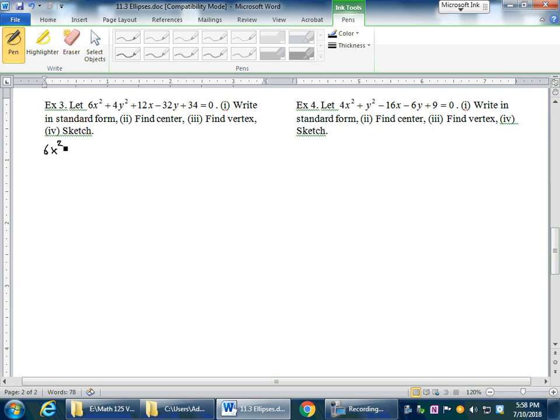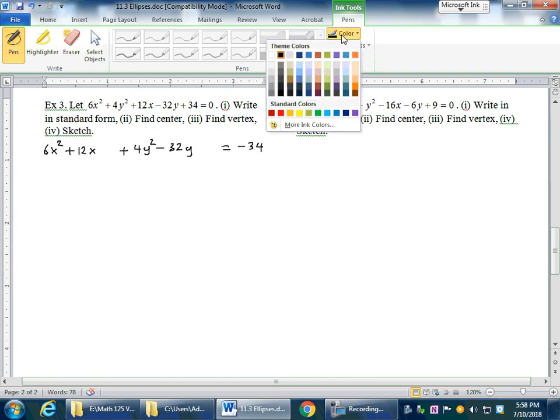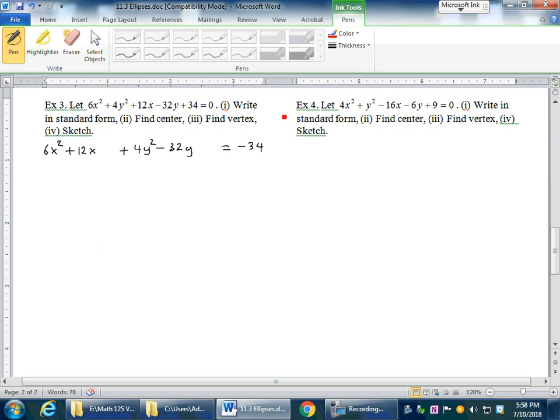6x squared plus 12x, because I'm going to put all the x terms together, plus 4y squared minus 32y equal to, I subtract 34 on both sides. Now I'm going to try to add a number for x and add a number for y to get the answer. So here's the part. To add the number, our leading coefficient must be 1. So it cannot be 6 and it cannot be 4 right there.